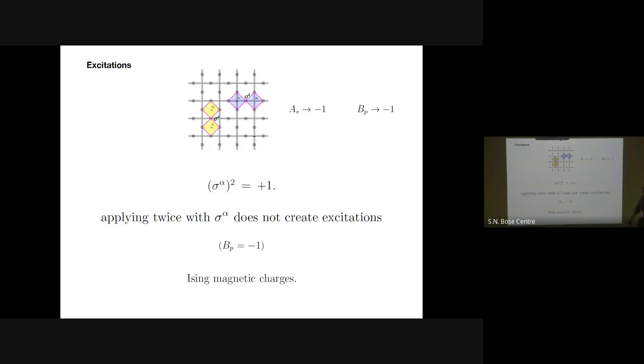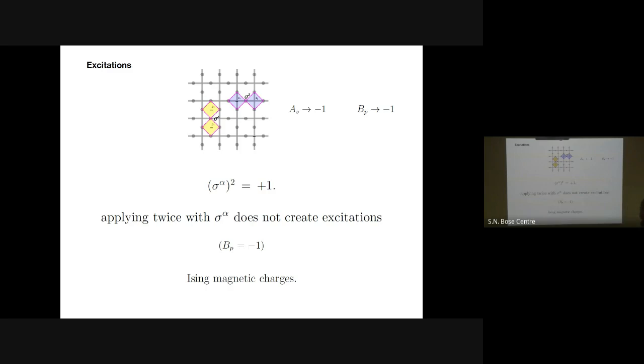Okay, I take the ground state and act on it with a sigma x operator on this side. The sigma x operator commutes with the AS operator, which is itself a product of sigma x. But it anti-commutes with the BP operator, because the BP operator on this plaquette and this plaquette contains a sigma z term. So it flips the sign of BP on the two plaquettes, from +1 to -1 on both. So I have an excitation on this plaquette and an excitation on that plaquette.